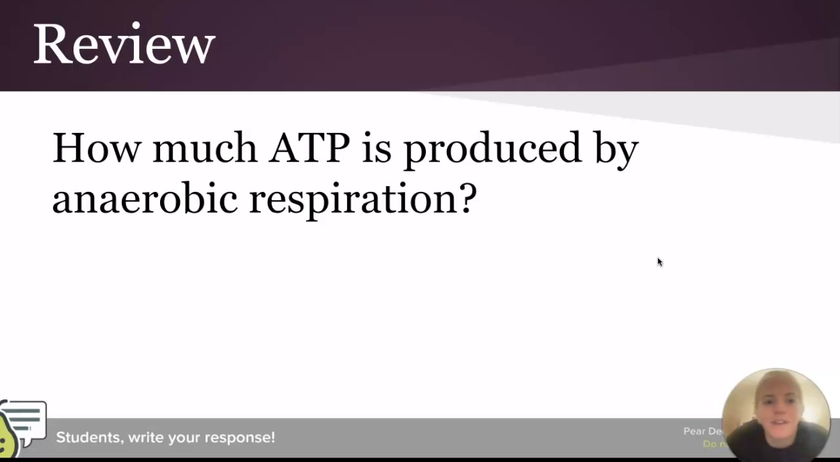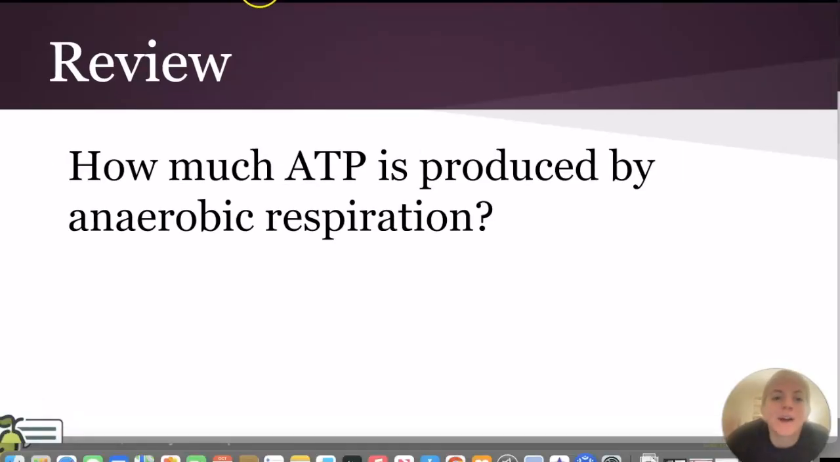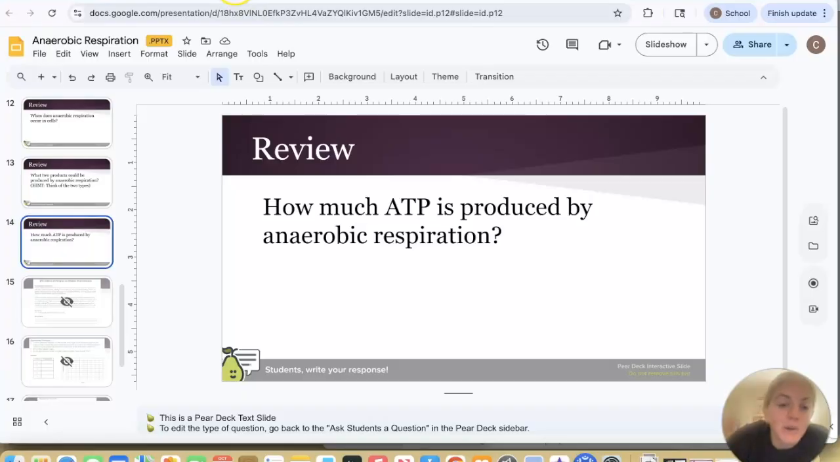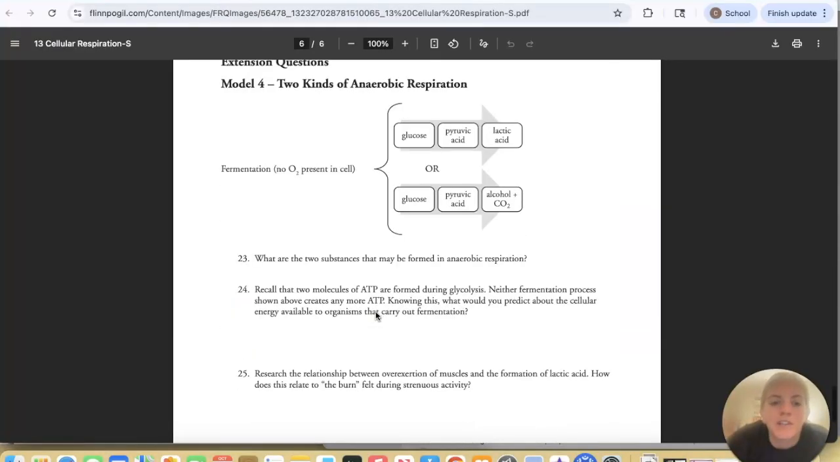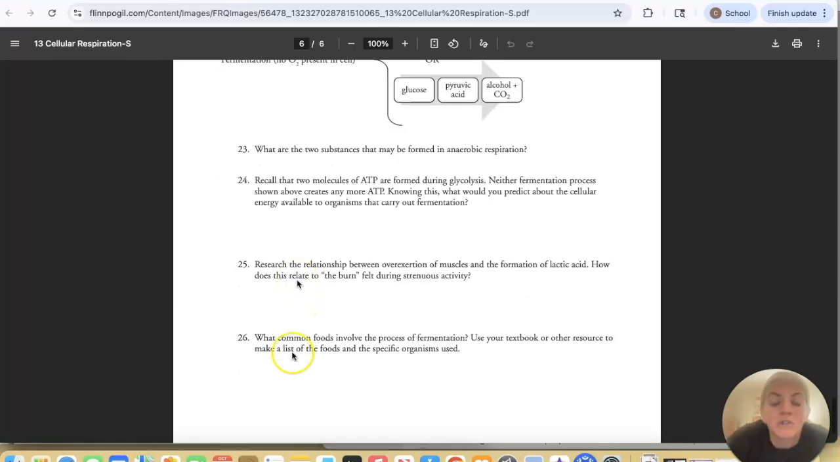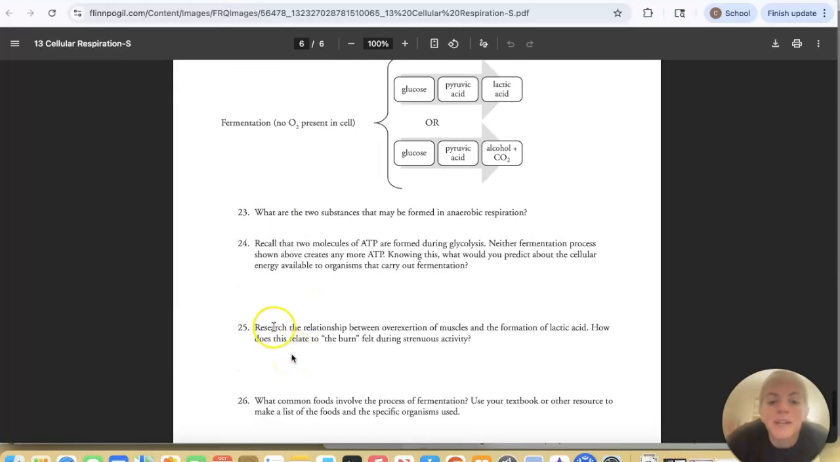So now that you've finished this lesson, you can go ahead and head over to the POGIL. And the extension questions on the POGIL this time are actually about anaerobic respiration. So that's number 23 to 26. Number 25 and 26 do require you to do a little bit of outside research, so feel free to do a quick little Google search and see what you find out. I'm excited to see what you find out about fermentation, and I hope you enjoyed today's lesson and thought it was a little bit fun.